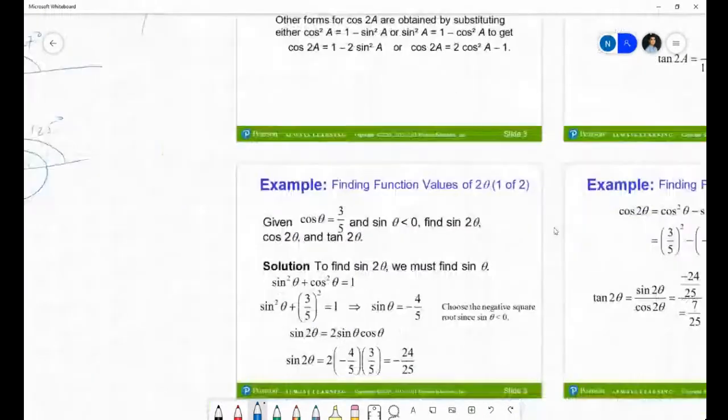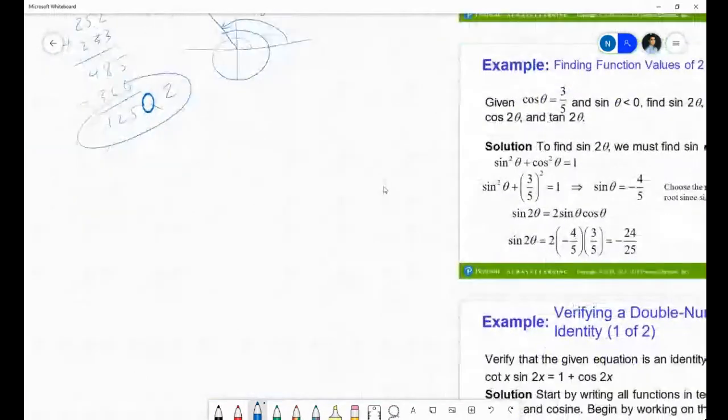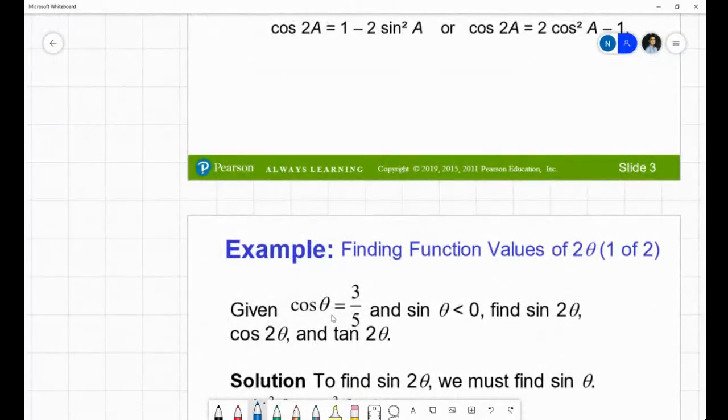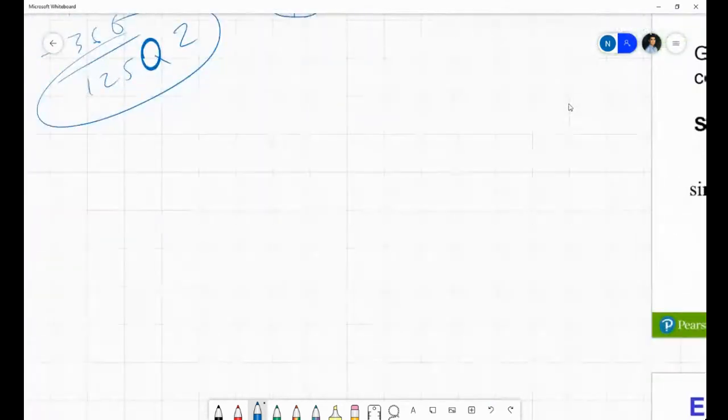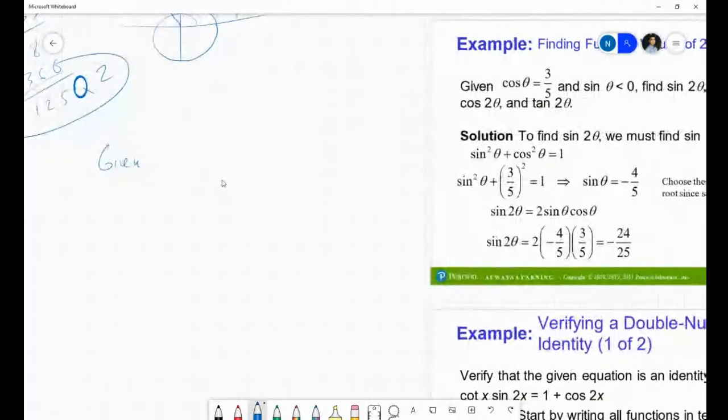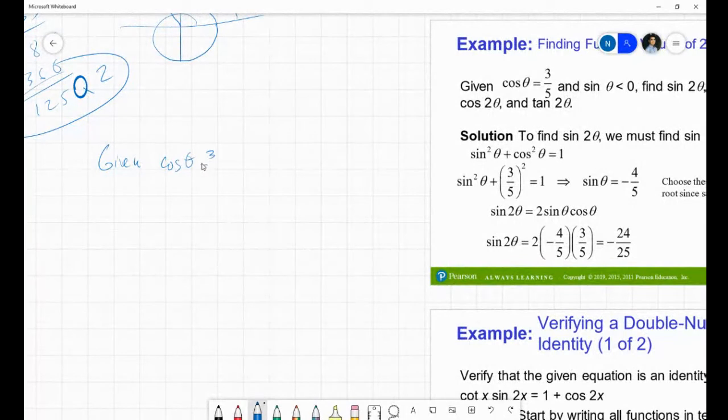So now let's look at some examples. We are given cosine of theta is 3/5 and sine of theta is negative. Find sine of 2 theta. Okay. So let's look. Given cosine theta is 3/5, sine theta is less than 0, find the double identities. So sine of 2 theta, cosine 2 theta, tangent of 2 theta.